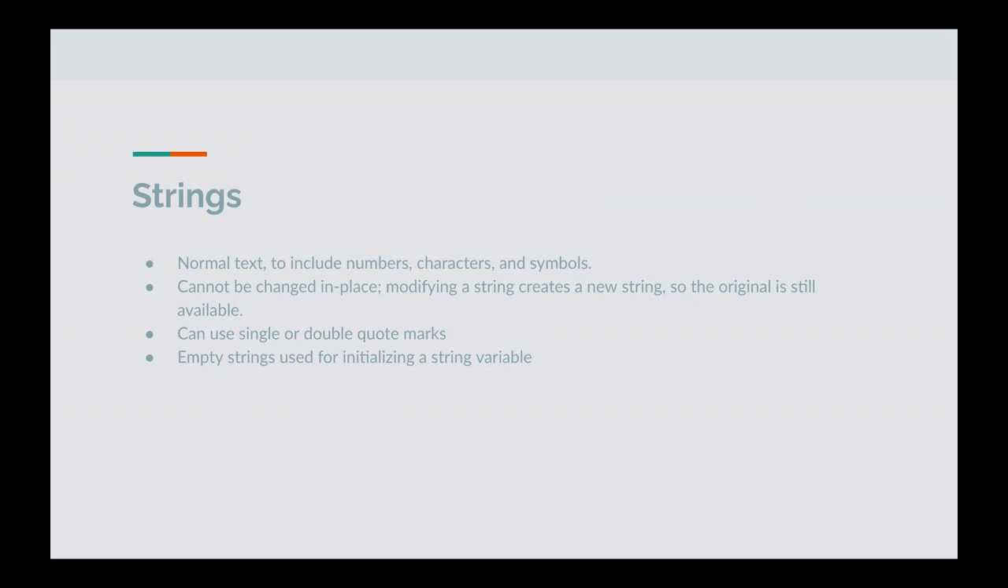We talked previously, you can use double or single quote marks when you're working with strings. If you're just creating an initial string variable, but you're not going to populate it with any characters, then you can just use an empty string. So basically quote quote with nothing in between, not even an empty space, and that sets that variable to be an empty string.